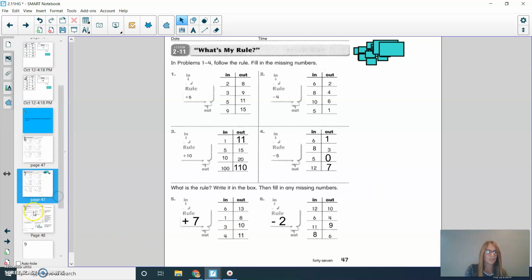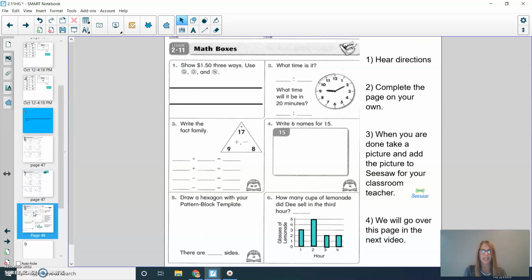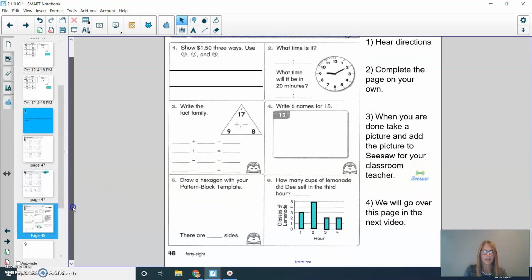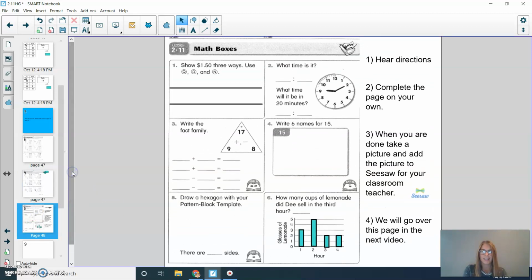The last thing that we'll do today is talk about our math box page, and this is page 48. So in just a moment, I'll ask that you complete this page on your own, and when you're all done, if you can take a picture and add that to Seesaw for your classroom teacher, we'll go over this page in our next video. But let's talk about the directions first. For question number 1, show $1.50 3 different ways. So I divided my box into 3 different sections. Notice how you're just using either quarters, dimes, or nickels.